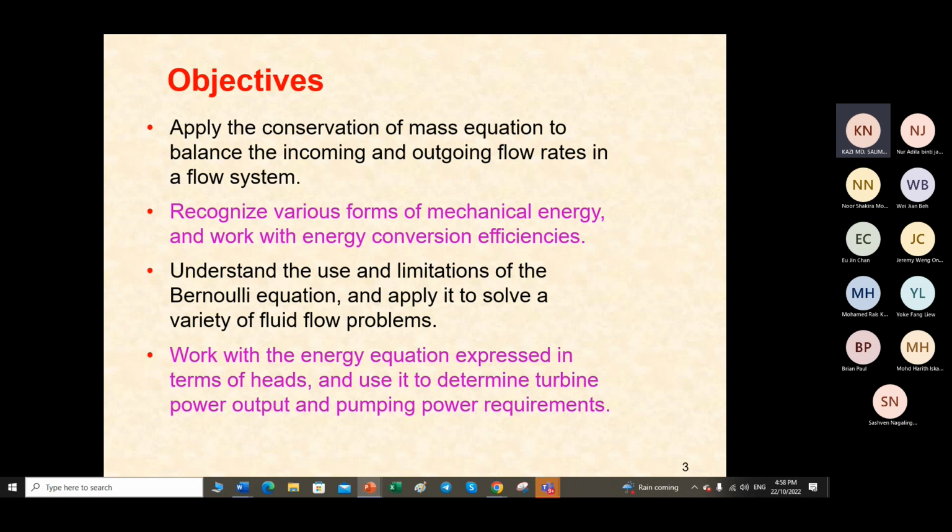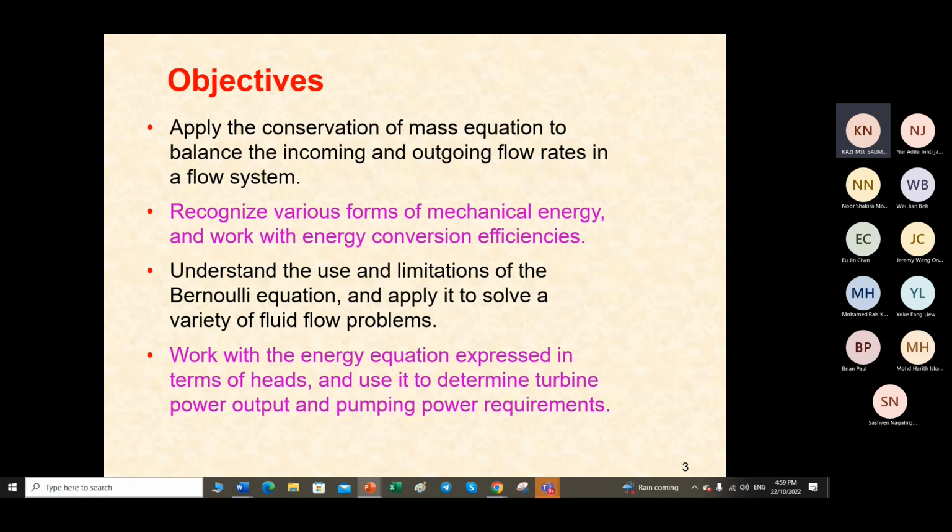So now the objective here: we need to apply the conservation of mass equation to balance the incoming and outgoing flow rate in a flow system. We consider any flow system as a control volume. So the amount of energy coming in and going out of the system have to be equal if no change of the internal energy or system energy is changed.